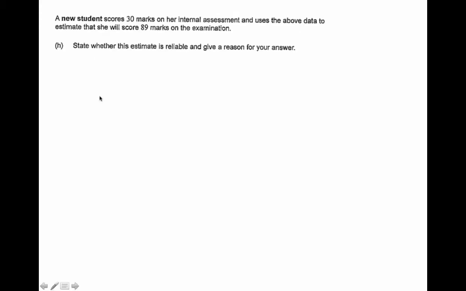Oh, final part. A new student scores 30 marks for internal assessment. Use the above data to estimate her score, and she uses the data to estimate that her score will be 89 on the exam. State whether this estimation is reliable. Well, we've got 2 ways we can check it. We can either use the equation, y equals, what was it, 2.14x plus 25.2, or we can use our regression line and read it off the graph.